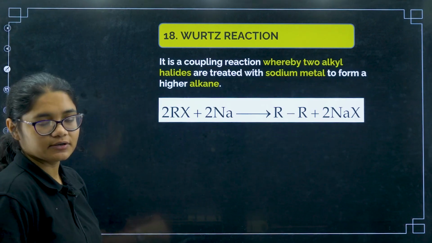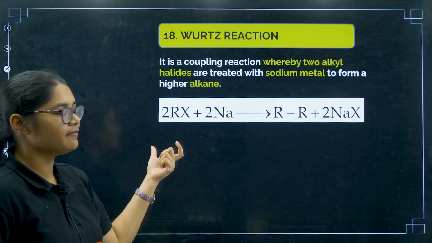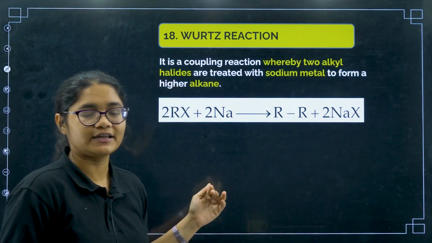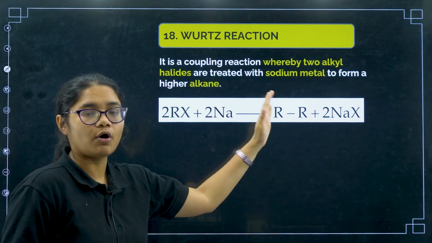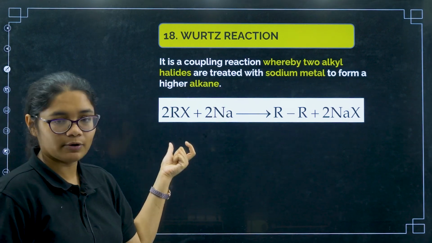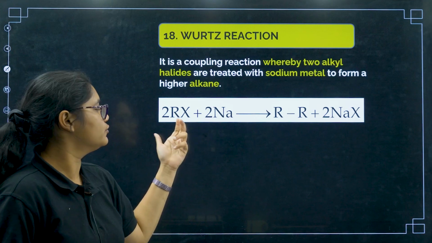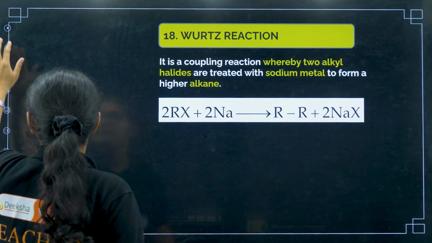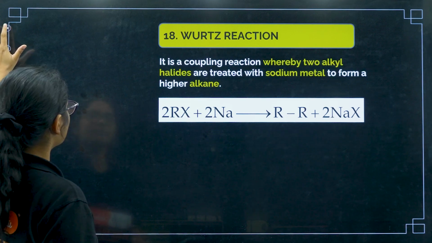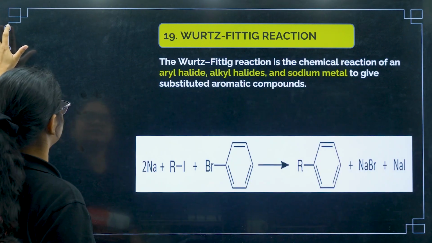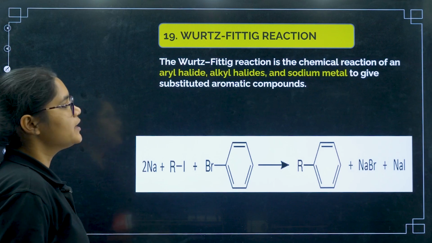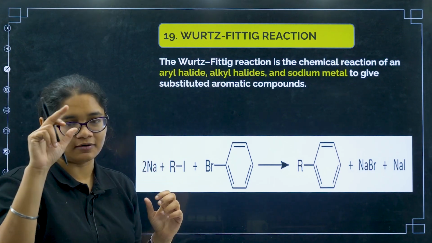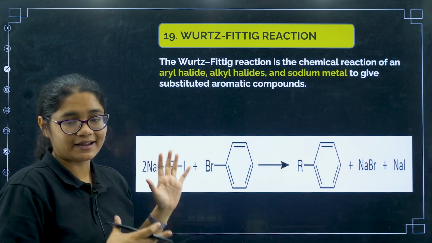Next we have Wurtz reaction. In Wurtz reaction, we have RX and Na, then we get R-R plus NaX. It is just for the preparation of alkanes. If you use haloalkanes and sodium metal, you will get R-R plus 2NaX. From Wurtz reaction only we have one more reaction, that is Wurtz-Fittig reaction. I haven't added Fittig reaction under the letter F because I want to discuss Fittig reaction here itself.